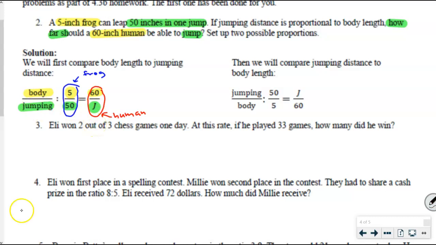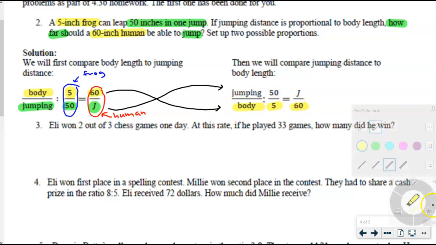That's 1. What do we do now? To write the second one, we just find the reciprocal. We just flip-flop it. So body 5 and 60, that was all on the top. Now body 5 and 60 is all going to be on the bottom. Jumping distance was all on the bottom, but all of the information on the bottom has now been flip-flopped. So jumping 50 and J is now on the top.